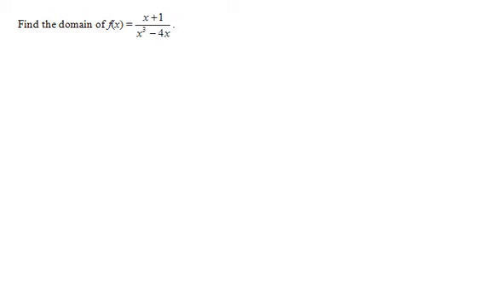Find the domain of f of x equals (x + 1) over (x cubed minus 4x). Well, remember that the implied domain of a function is the set of all the values of x, or the input values to the function, that produce a real number output. And so we have a couple of operations on real numbers that do not produce real numbers.